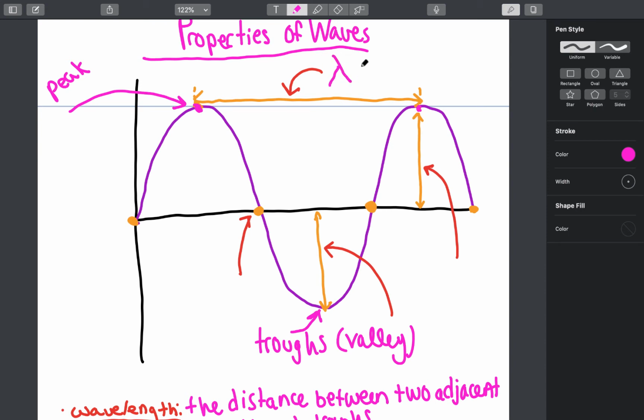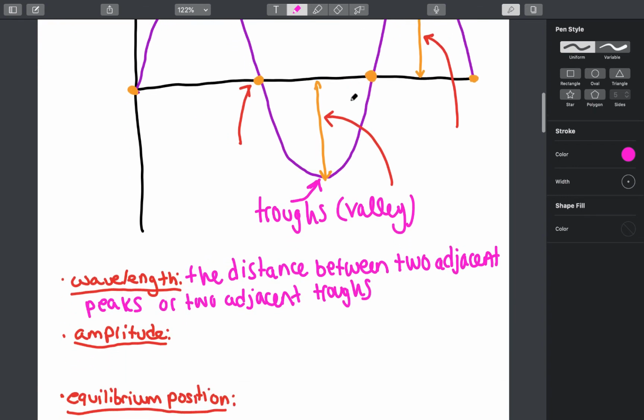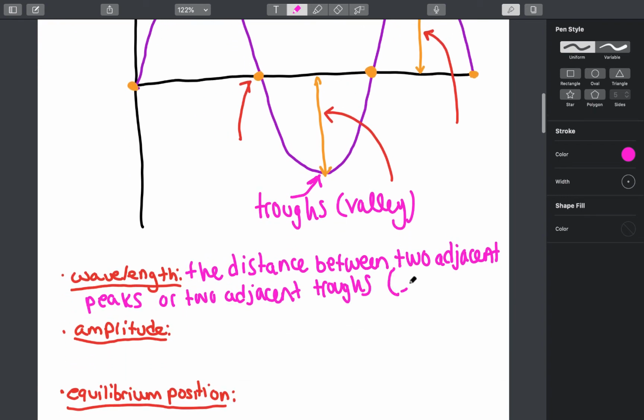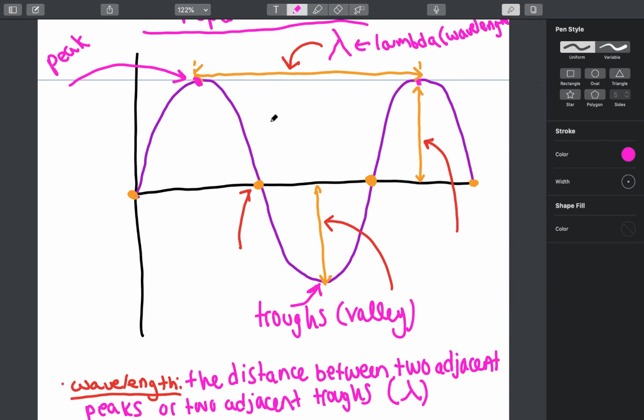And this symbol right here, lambda, is the symbol for wavelength. So you'll often see lambda in equations. So lambda is the wavelength. So I can put that here. So wavelength is symbolized by lambda. So this is the wavelength because this is the distance between two adjacent peaks.